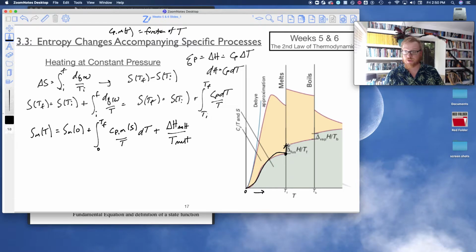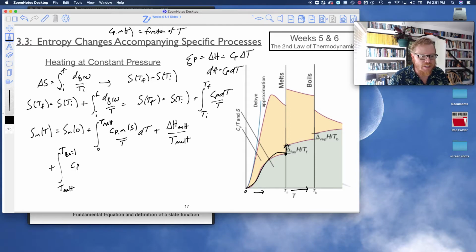Okay? Well, now I've got another phase to integrate over. And so now I can say plus, now I'm going to integrate this. I'm going to use melt. I wrote F right here, but just so we're not confusing that with final and initial, right? The F was supposed to be for fusion. I'm going to write melt, T melt, like for the melting point, okay? Now we can integrate this from T melting point to T boiling point, right? So this goes now from TF to TB, or the melting temperature to the boiling temperature. And we know that now that's going to be Cp, molar heat capacity of the liquid divided by temperature, dT. Okay?